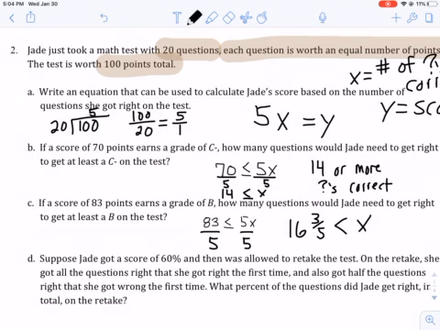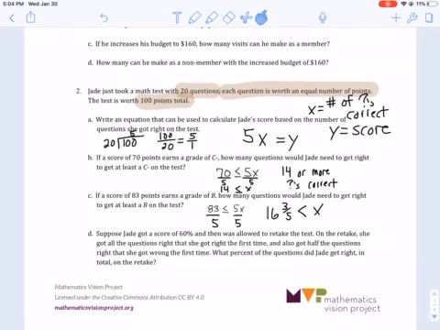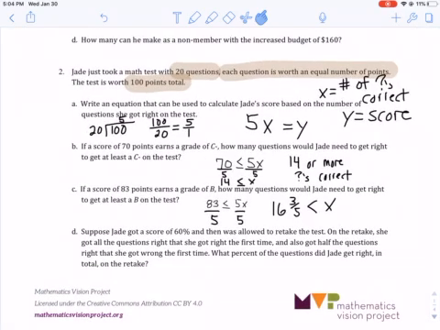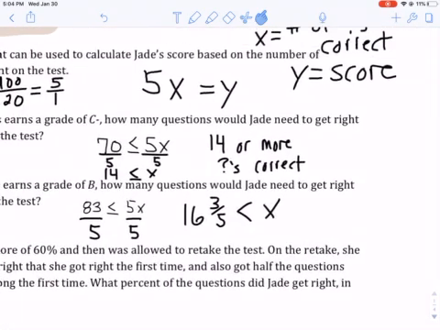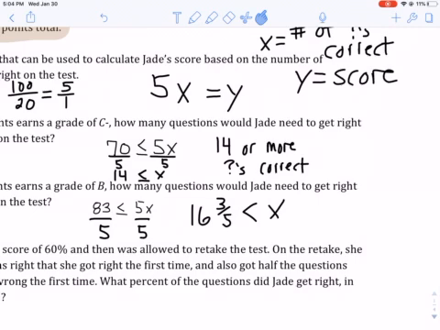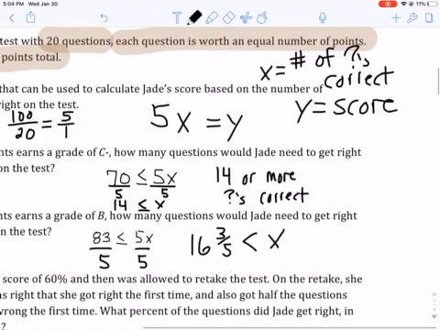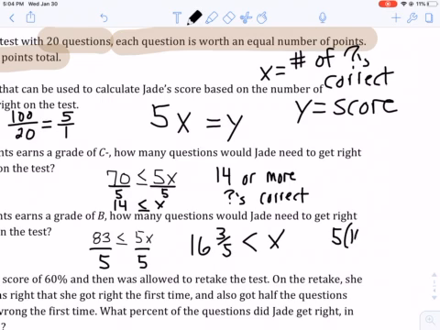So, can I get 16 3/5 questions right? It doesn't sound like they have partial credit here. So we want to figure out how many questions. Now, if we get 16, that's not going to work, because 16 times 5 would give me 80. That's not high enough. So it's going to have to be higher than 16. So, in this case, we'd have to get 17 or more questions correct. Assuming that there's no partial credit.